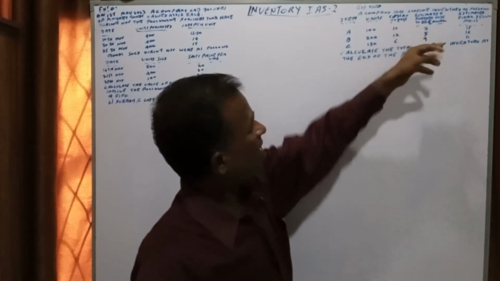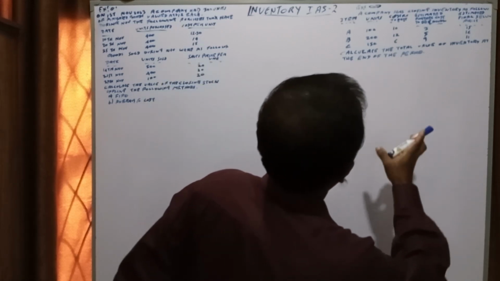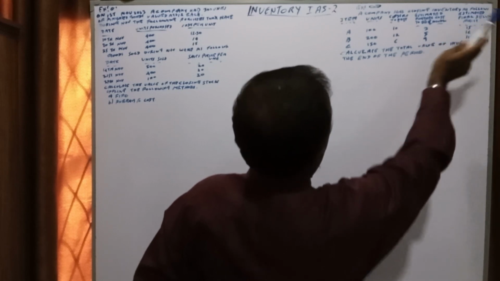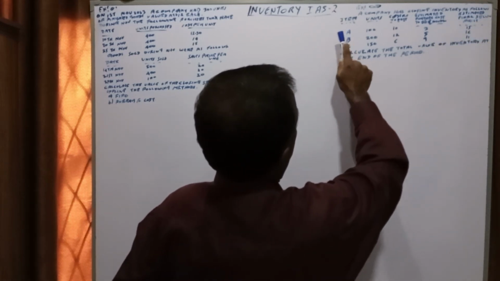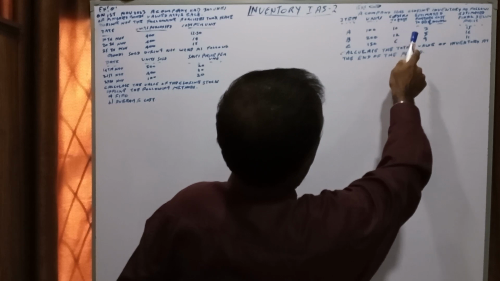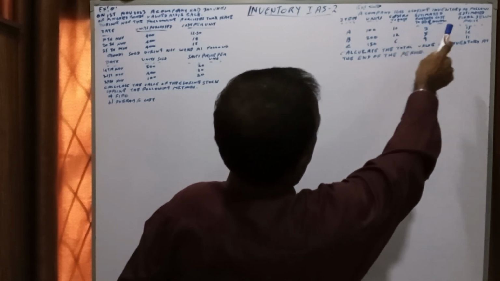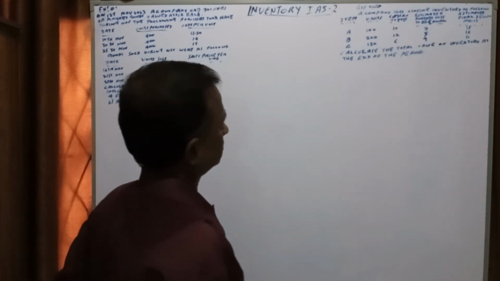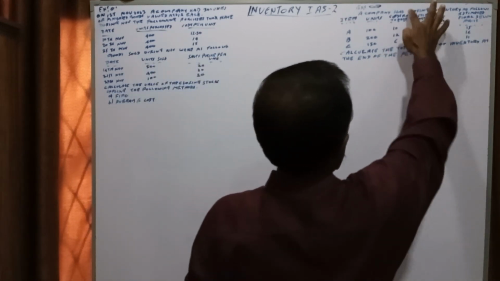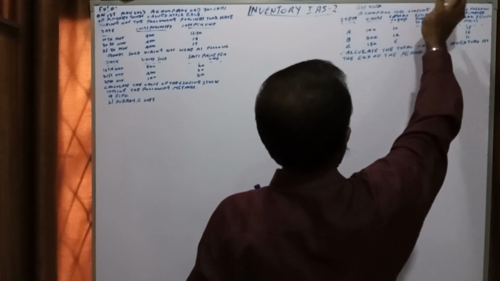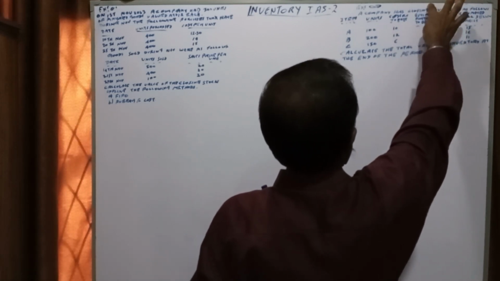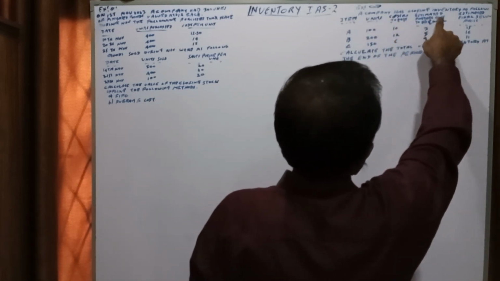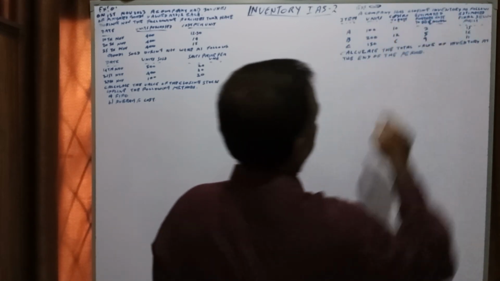The company has cost of inventory as follows. A company has a closing stock inventory as follows, at cost, right? The company has closing stock inventory as follows.